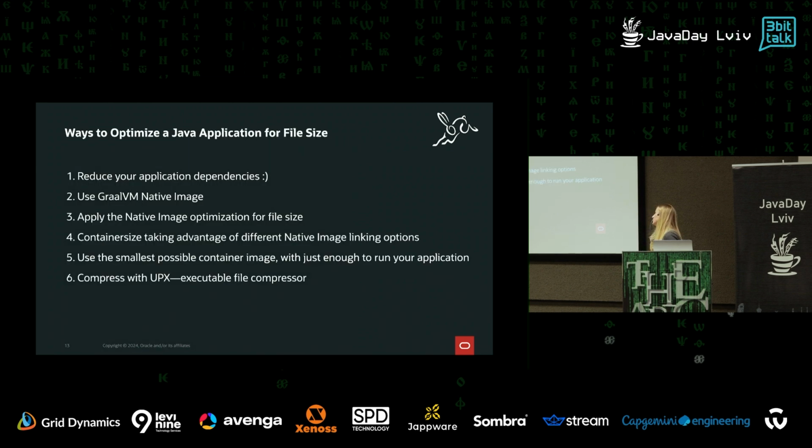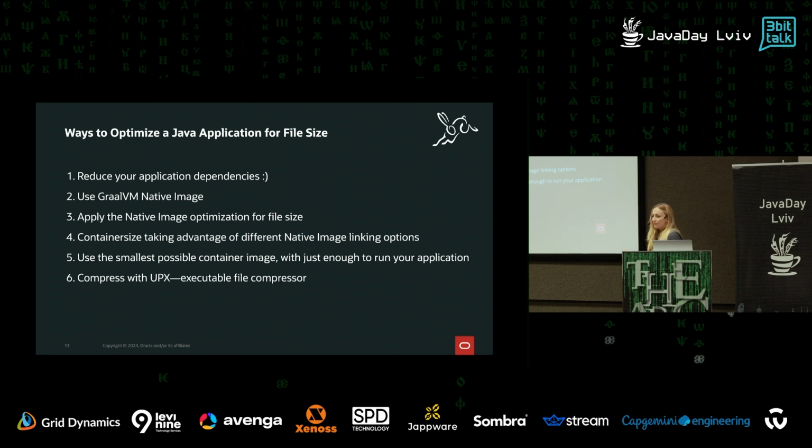And now let's move on and review ways you can optimize a Java application for file size. Most important, you can just reduce the number of libraries that your application uses, whatever you can do, that's on your own. What you can do next, you can compile your Java application into a native binary using GraalVM native image. Next, you can apply the optimization for file size, which is possible with GraalVM native image as well, and we will try that and see the advantage.